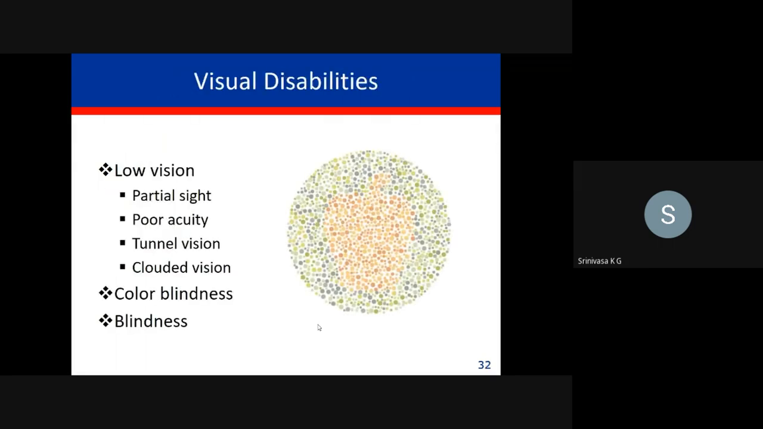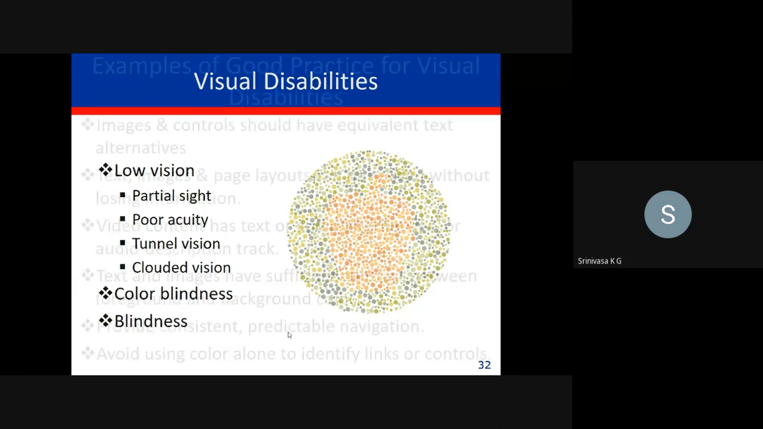So what are the visual disabilities? It may be low vision, partial sight, poor acuity, tunnel vision, clouded vision, and so on. Or it can be even color blindness or blindness.